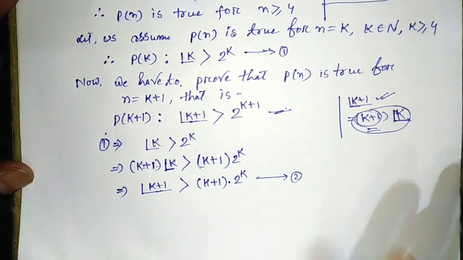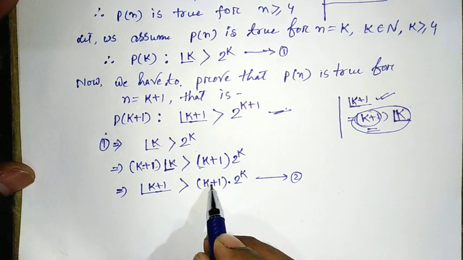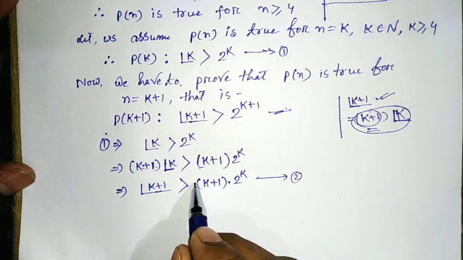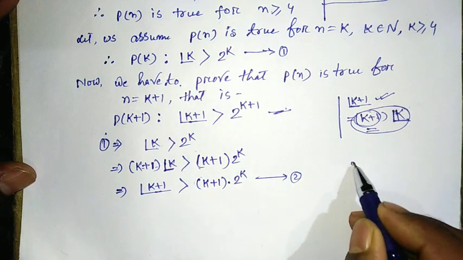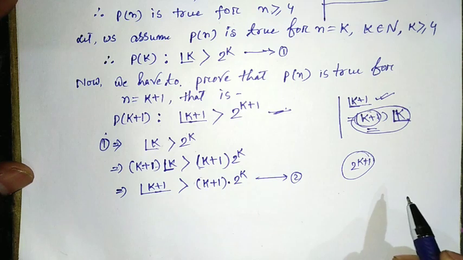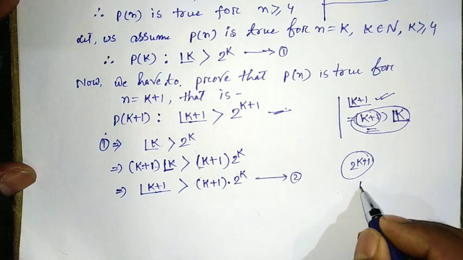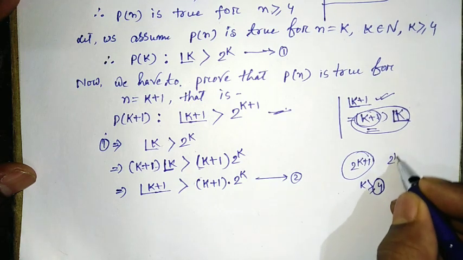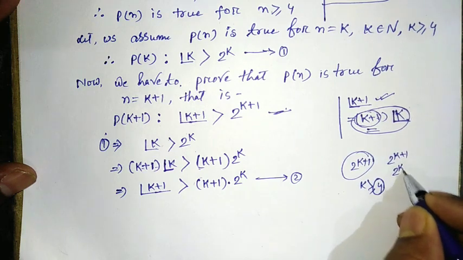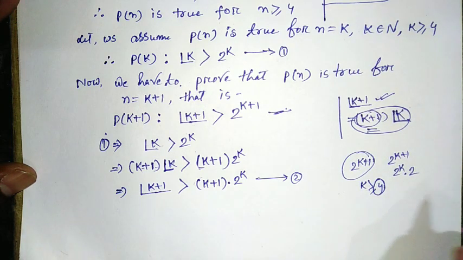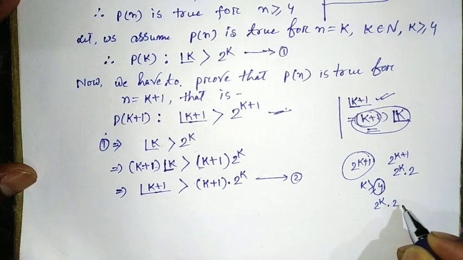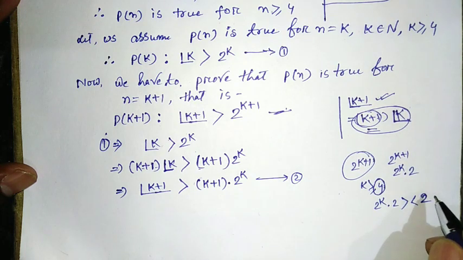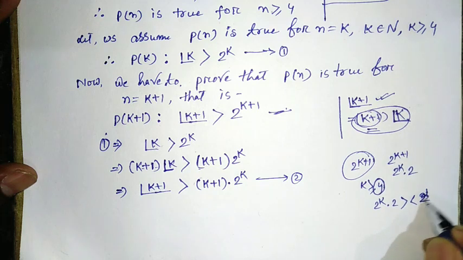Now see one thing, factorial k plus 1 is greater than k plus 1 into 2 to the power k. Now if we can prove that this part is greater than 2 to the power k plus 1, then our problem is solved. Since k is greater than or equal to 4, we need 2 to the power k plus 1. That means with 2 to the power k we need to multiply by 2.